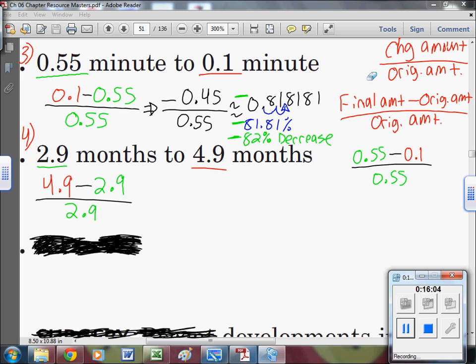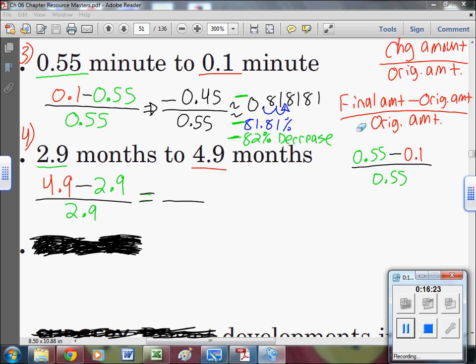When you divide on the bottom, it's change amount divided by original amount. You're going to get it wrong if you accidentally divide by the finishing amount instead of the original amount. You're going to get a completely different answer. So just be aware of that. We want to know the percent of increase or decrease based off of where did it start. So keep that in mind.